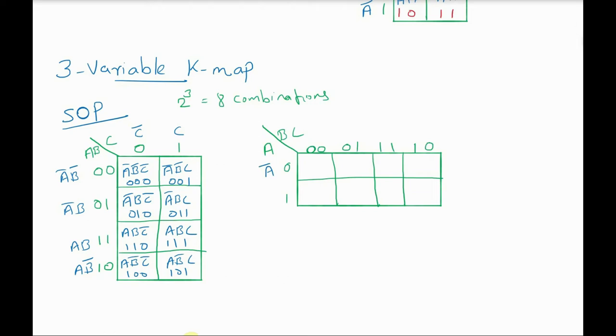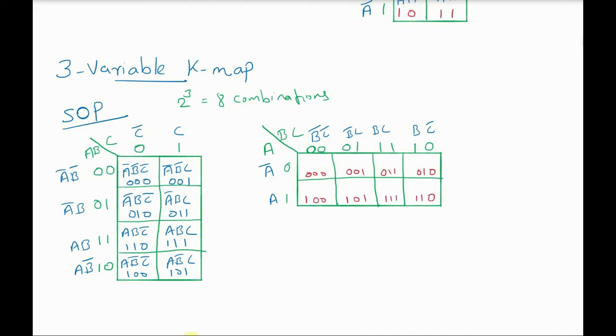Here it is A bar and here it is A. This is B bar C bar, B bar C, B C, B C bar. If you write the values, 0, 0, 0, 0, 0, 1, 0, 1, 1, 0, 1, 0, then A is 1, that is 1, 0, 0, 1, 0, 1, 1, 1, 1, 1, 1, 0.